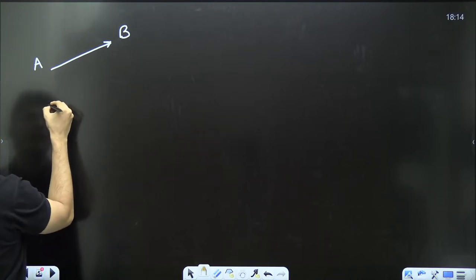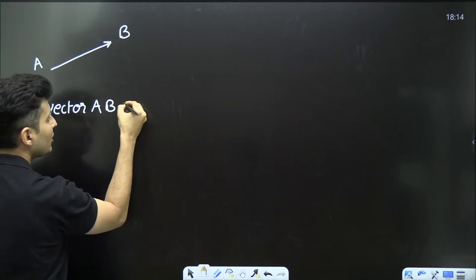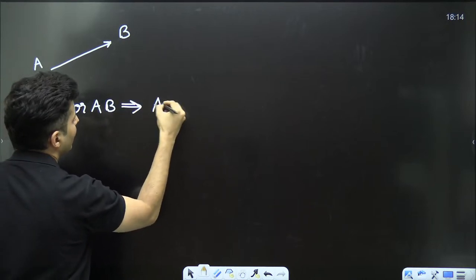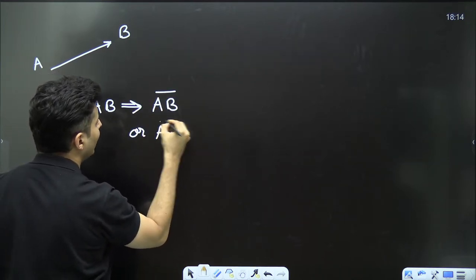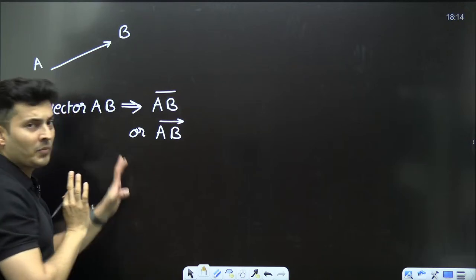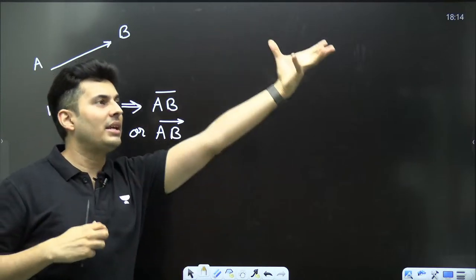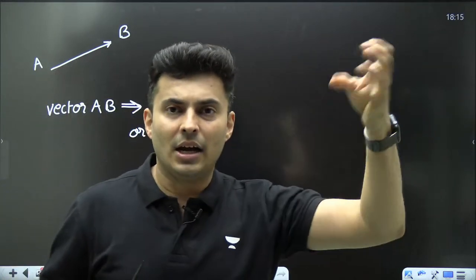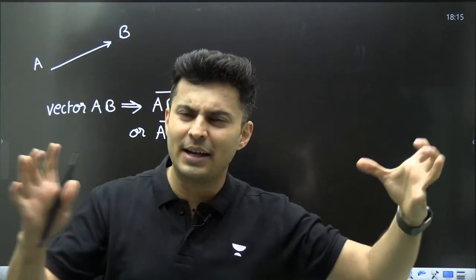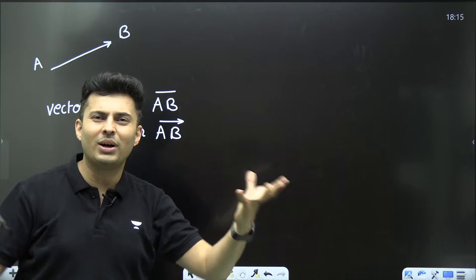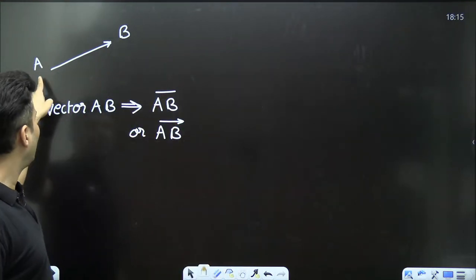Then I can call it vector AB, which is represented as AB bar. Or you can also use AB with an arrow mark. Or you can just say in words that you are moving from point A to point B in this particular direction, and you have moved by this much amount. So you can specify it in words. But usually when you write it in words, it's a big thing. So you can just put the bar between the head and the tail.